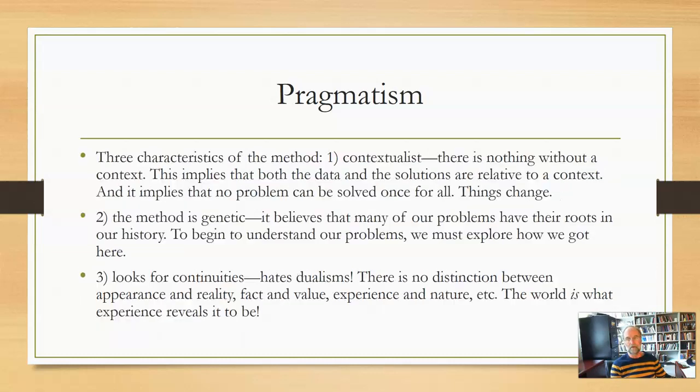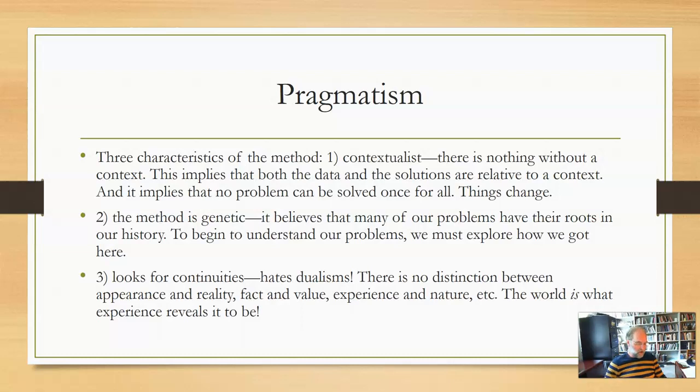Second, the method is genetic. In this, it believes that many of our problems have their roots in our history, and I find this to be true. To begin to reconstruct our thought, we must explore how we got where we are. One of the great pragmatists, maybe the greatest, John Dewey, is a master at exploring the history and the genesis of the problems that we have. His analysis is always spot on, and it helps us to understand how we got here. And in order to solve a problem, you have to know how we got here. It's a great place to start.